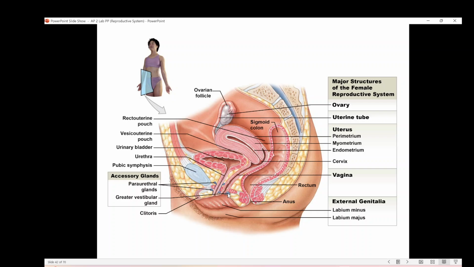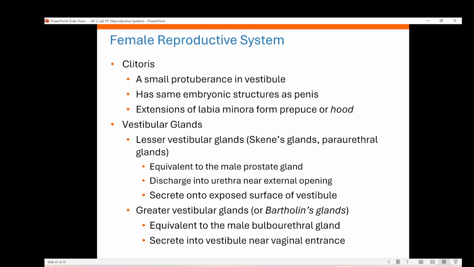And you see, it kind of looks like the Cowper's gland or the bulbourethral gland, and it's going to secrete a thicker mucus alkaline secretion right here into the vaginal canal. Again, this is an acidic environment here, and it will help to lubricate for sexual intercourse. Right, so they're both the same function, right? The greater vestibular gland or the Bartholin's gland, same function as in the male Cowper's gland or bulbourethral gland.